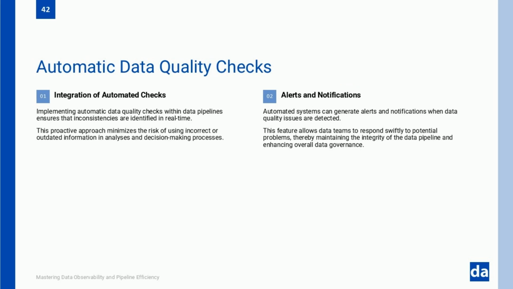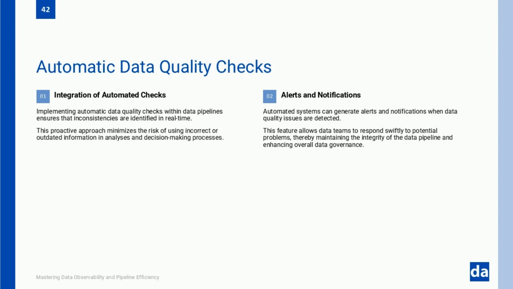Let me share a real-world story that highlights the transformative power of automatic data quality checks. A leading e-commerce company was struggling with inconsistencies in its sales data. Orders were often being processed with incorrect pricing, and inventory reports showed discrepancies. These issues not only frustrated customers but also created massive inefficiencies within their operations.